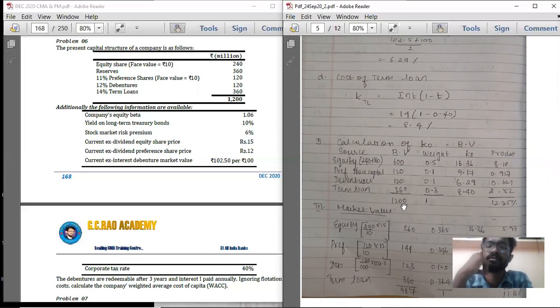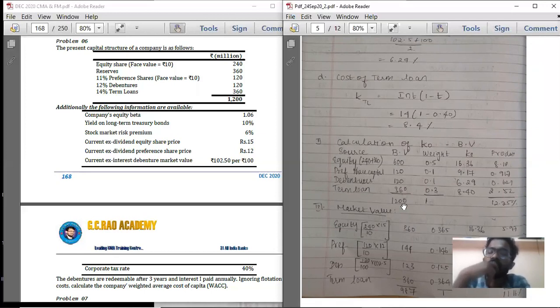Equity 0.5, preference share capital 0.1, debentures 0.1, and term loan 0.3. Now weights are calculated by dividing individual weights by total weight. You are getting 0.5, 0.1, 0.1, and 0.3. So KS, in respect of KS, take down all the different costs of sources of capital we have calculated.